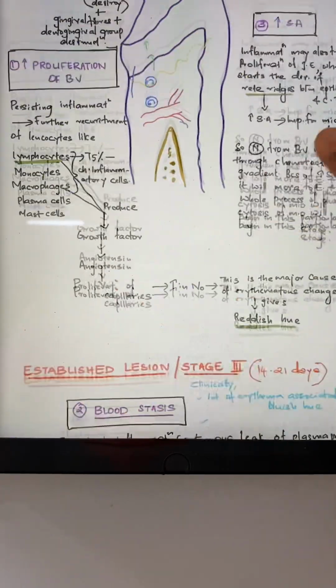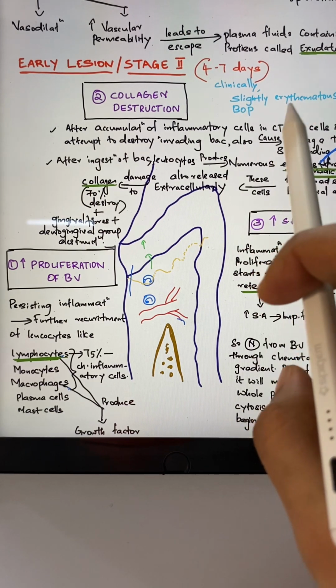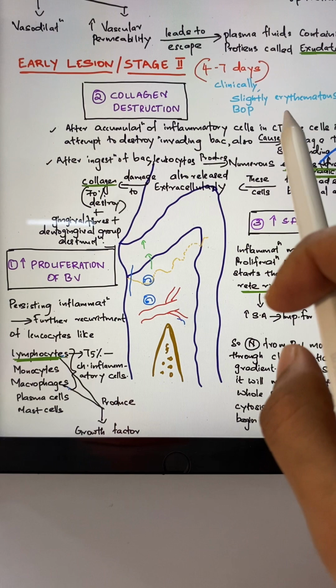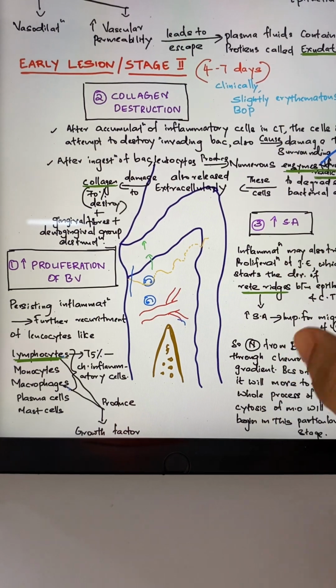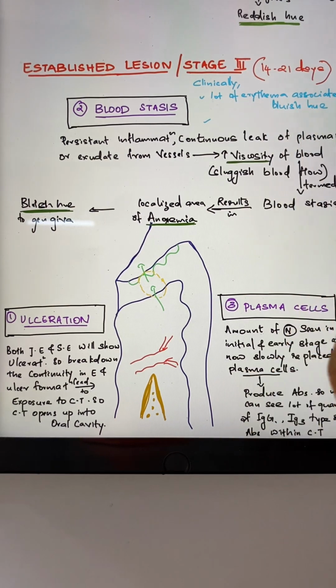Next, clinically, we can see slightly edematous gingiva, and bleeding on probing can also be seen. Then next is the established lesion. That is stage 3.